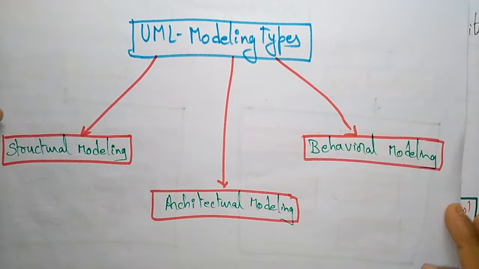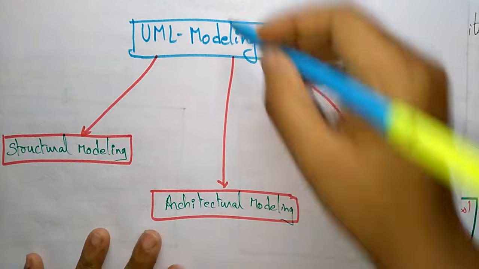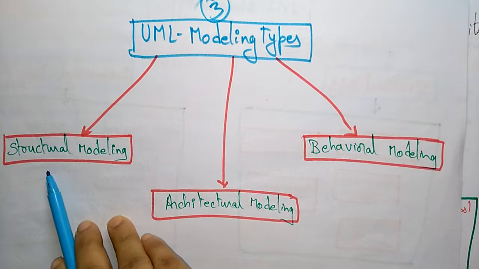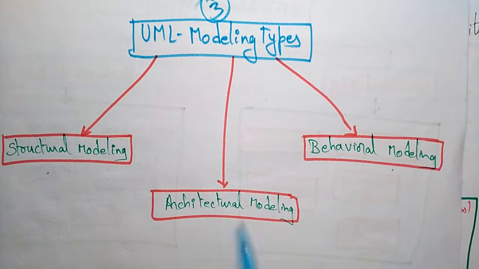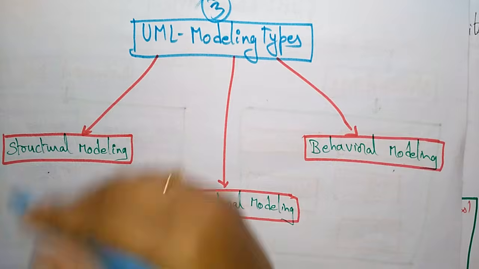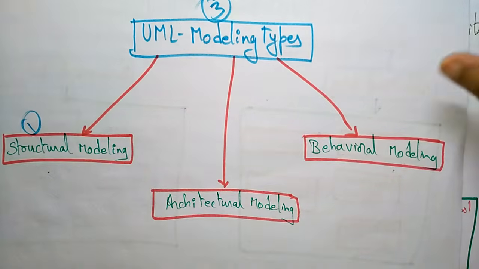The UML modeling types are divided into three types. The complete Unified Modeling Language modeling types are of three types: structural modeling, behavioral modeling, and architectural modeling. In this video, I'll explain the first one. What is structural modeling?